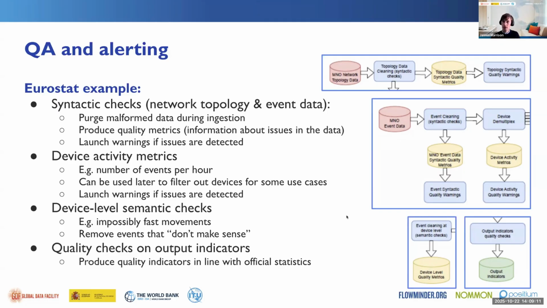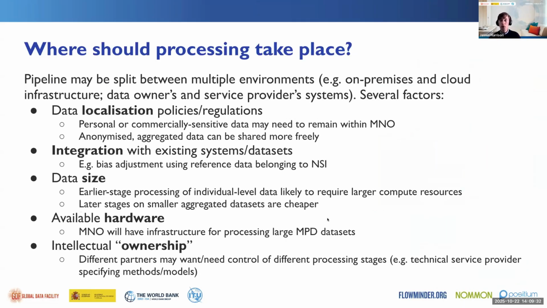So in this case, this pipeline is for official statistics purposes. There are a lot of quality indicators well defined for official statistics purposes. So these quality checks on the outputs will be conducted in line with those. So where should the tech processing take place in our pipeline?